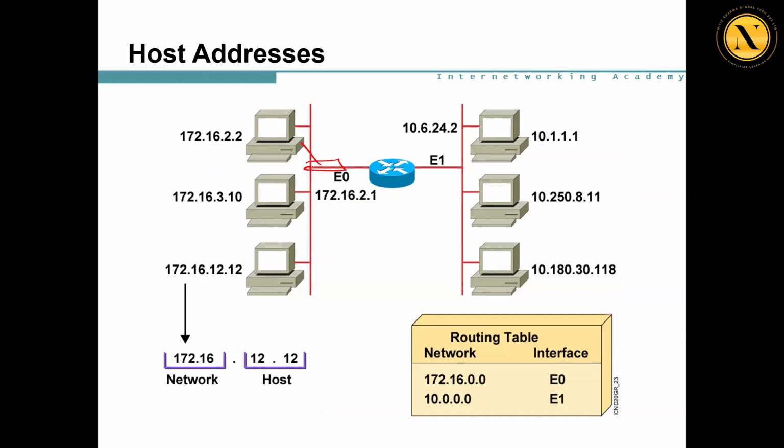Now here we have a switch and we have multiple devices connected. Similarly, obviously, we have a switch and we have multiple devices connected. So this is an old slide, Ethernet 0, Ethernet 1. So we have 10.6.24.2 given here. And 172.16.2.1 given here, right? This is a class A, this is class B.